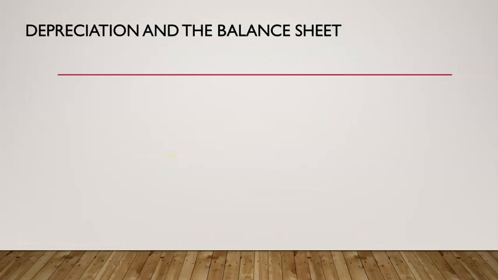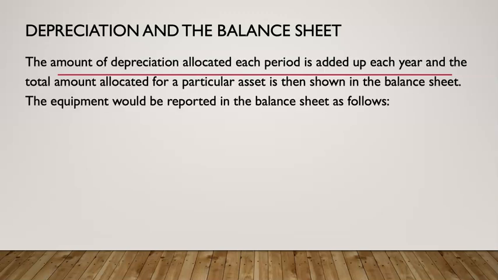The balance sheet reports the value of our assets, liabilities, and owner's equity. The amount of depreciation allocated each period keeps adding up. And this is our estimate of how much value is left of our asset for the business. So we're essentially going to be reducing the value of our assets. So we are going to report this in our balance sheet to reduce the value of our assets and then ultimately our owner's equity, because remember, assets equals liabilities plus owner's equity.